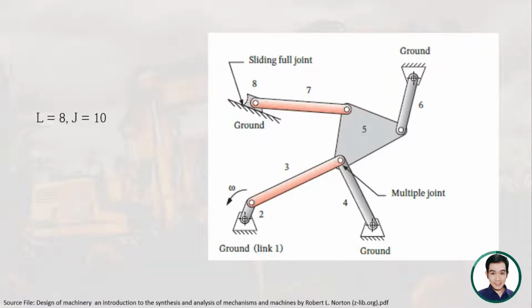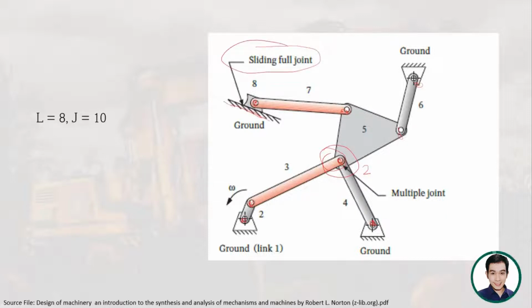And for the number of joints, you can see here we have multiple joints. For multiple joints, we count the number of links connected minus 1, right? So therefore, the number of links here is actually equal to 2 for this joint. And then we count the rest of the joints. We have 1, 2, 3, plus 2, so that is 5, then 6, 7, 8, 9, and then the connection between the ground here and the sliding joint is considered as a full joint.